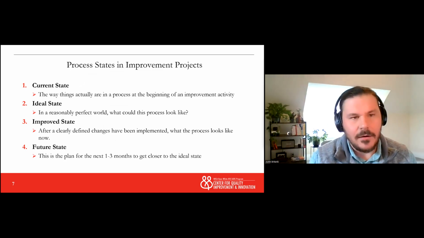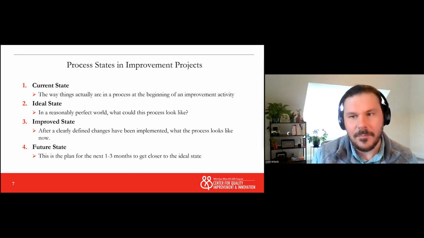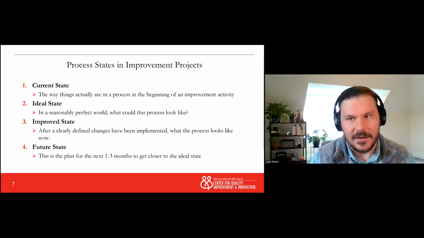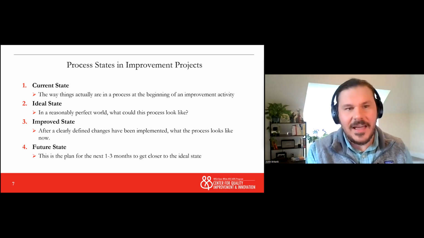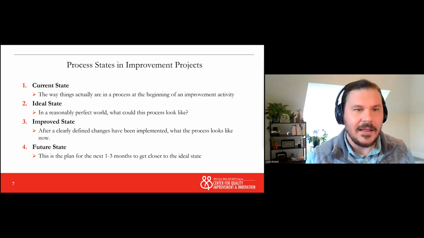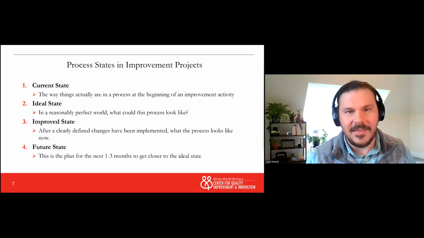So the first thing we need to understand about process is, in the context of an improvement project, they're evolving. Our process starts out as something and we want to get to somewhere else. So that's the goal, and the states are the current state. That's where we start in our process, the way things actually are today at the beginning of an improvement activity. And then we jump all the way to the end. We say we're going from the way things are, the way we document them today, to how could they work in a reasonably perfect world?